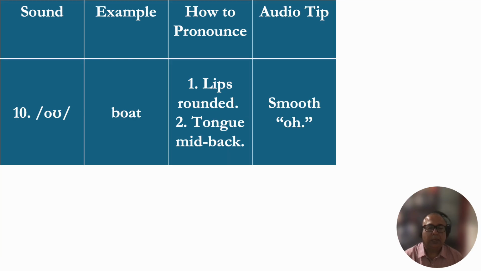Number 10 is oh. An example is boat, boat. How do we pronounce this sound? The lips are rounded and your tongue is in the mid back. So it says smooth oh, boat. We took a boat.